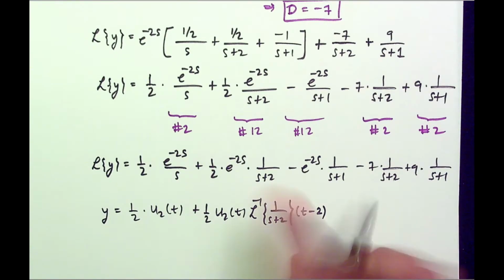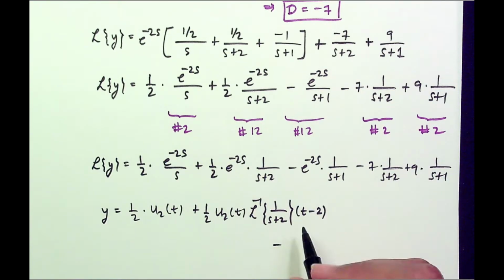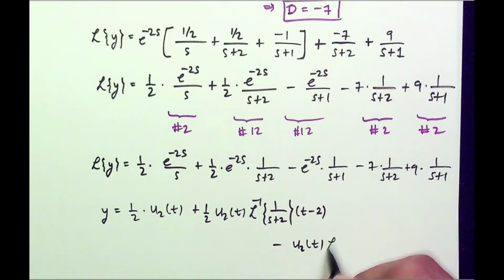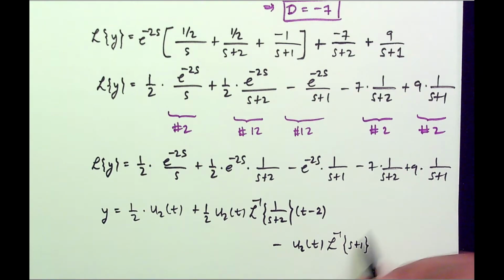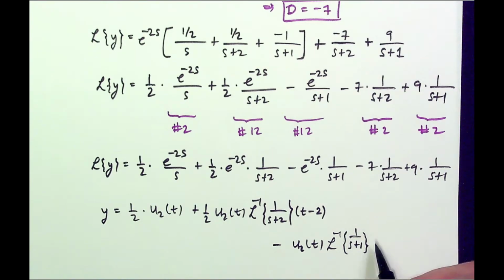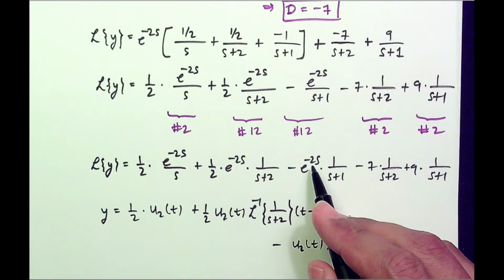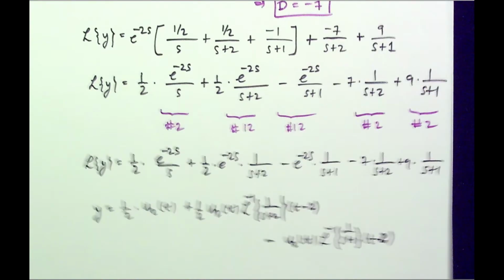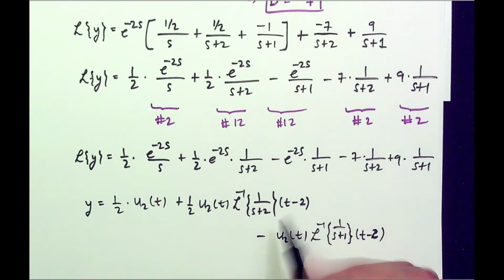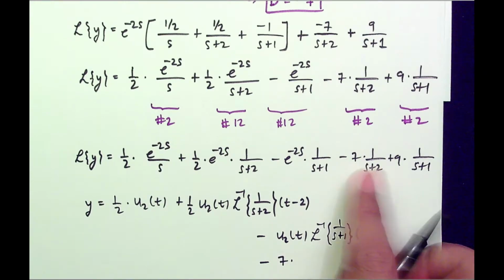So the next term would be, now the inverse of this is similar, u2 t. Now we find the Laplace inverse of 1 over s plus 1. And then we evaluate not at t, but at t minus 2, because that's the c. And you have two more terms. Minus 7 times the Laplace inverse of that.